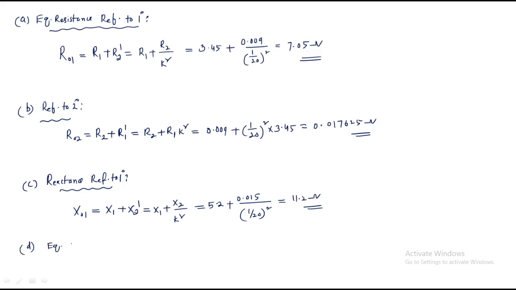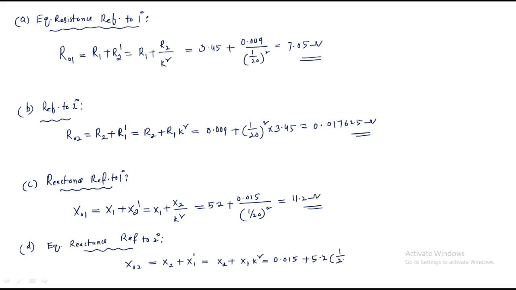And the equivalent reactance referred to secondary. If it is referred to secondary, what is the formula? X02 should be equal to X2 plus X1 dash. So we all know the value of X2 plus X1 into K square. X2 is 0.015 plus 5.2 into 1 by 20 whole square. What is the value of X02? That is 0.028 ohms. So these are from A, B, C, D: referred to primary, secondary resistance, and referred to primary, secondary reactance.